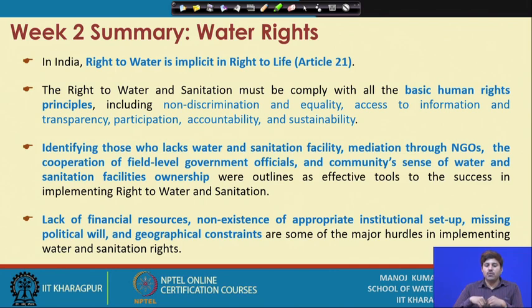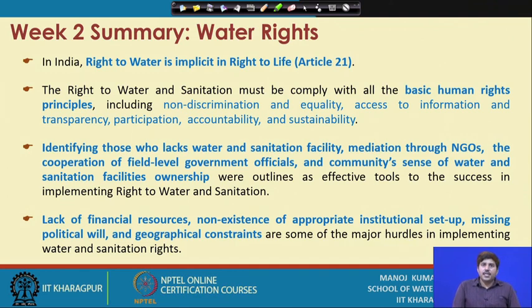Now, in India, the right to water is implicit in the right to life, Article 21. We do not have a separate constitutional provision that covers the right to water, but it is implicit, as has been examined and deliberated in several Supreme Court and High Court decisions. So, the right to water is considered an implicit part of the right to life, which is under Article 21 of the Constitution.